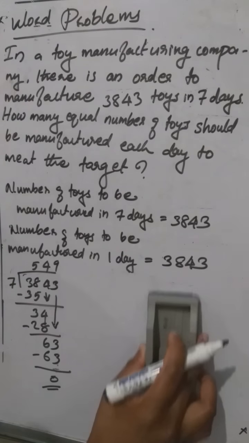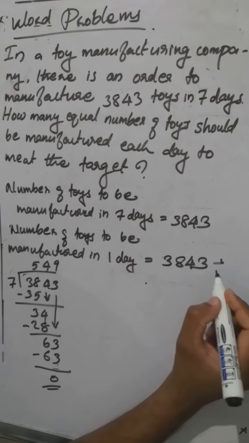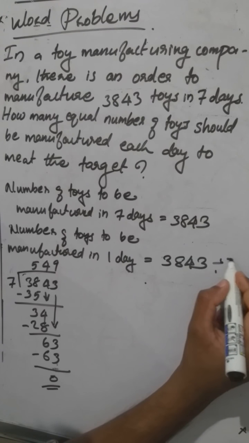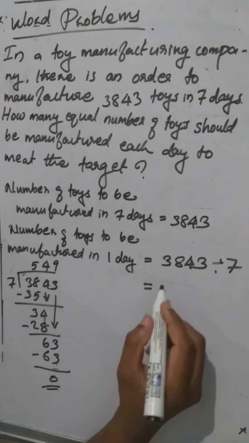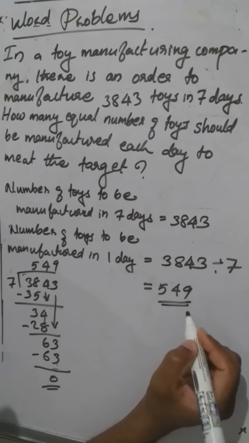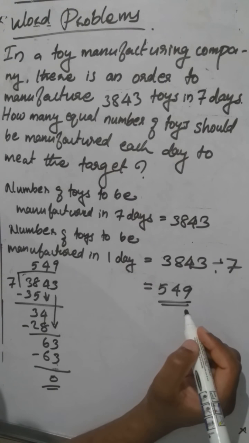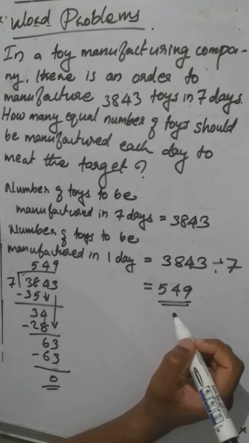The number of toys to be manufactured in 1 day is equal to 3,843 divided by 7, that is equal to the quotient. What is the quotient here? 549. They have to manufacture 549 toys per day to reach their target.